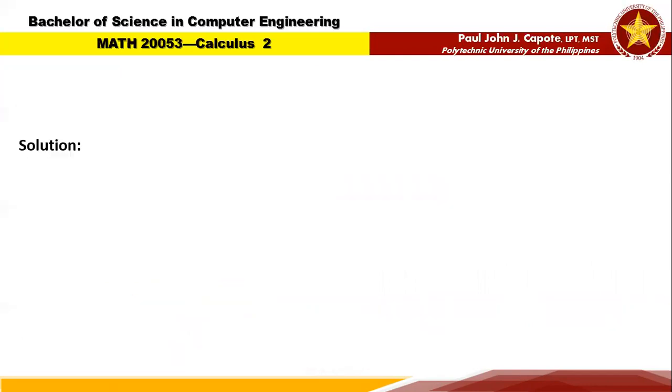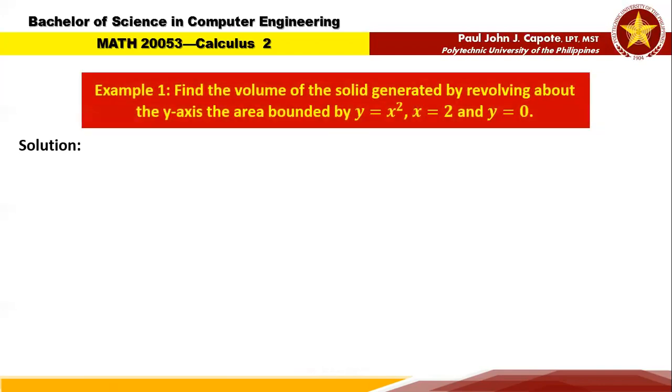Now let's have example number 1. Find the volume of the solid generated by revolving about the y-axis the area bounded by y equals x squared, x equals 2, and y equals 0. So our axis of revolution or rotation is the y-axis. And what we are to revolve about the y-axis is the area bounded by these three: the function y equals x squared, the line x equals 2, and another line y equals 0.